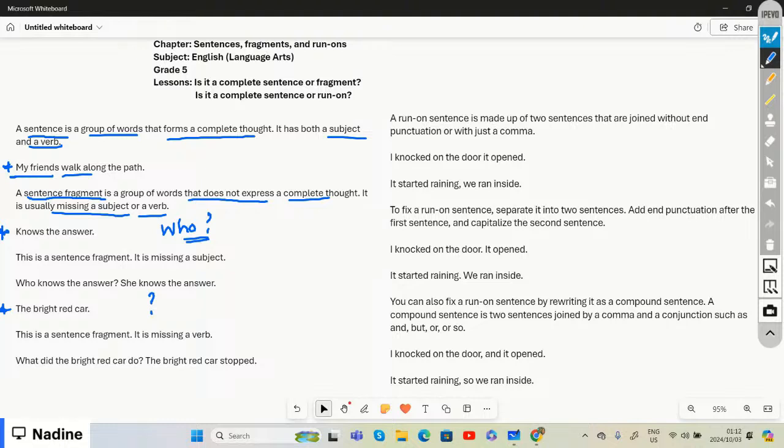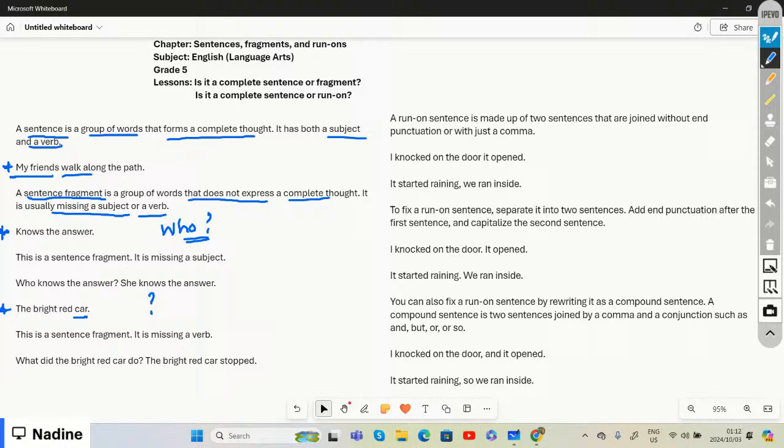So the bright red car. Now the question is, what is the bright red car doing? Because car, yes, is our subject. But now, what is the car doing? All it's saying is the bright red car, but it's not telling us what it is doing.